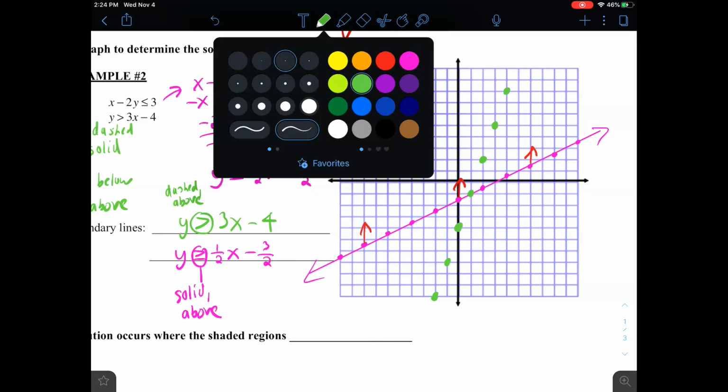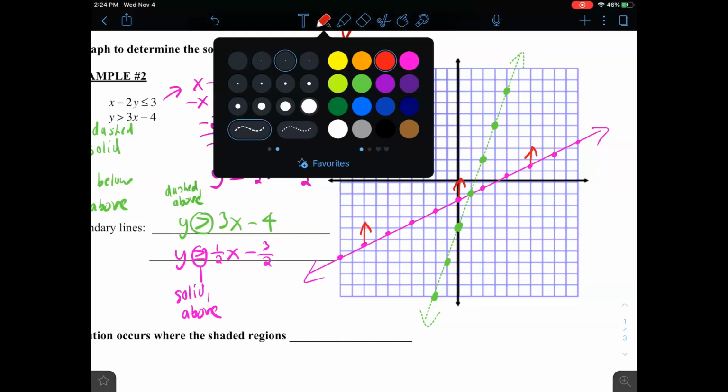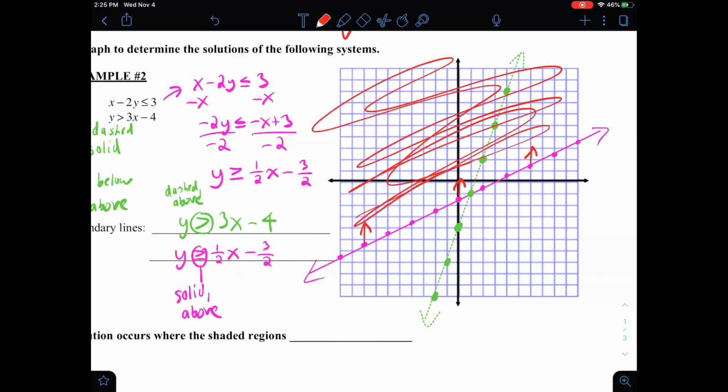So this is a dashed line, though, so I got to use a dashed line here. I'm going to connect all these dots with a dashed line. And then we're going to do some more shading with the red. Okay, it's above the green line, so we're going to go above. I'm not going to draw an arrow down here because we know it's not down there already. It needs to match what the previous line said, which was up here somewhere. So we're not going to shade down there.